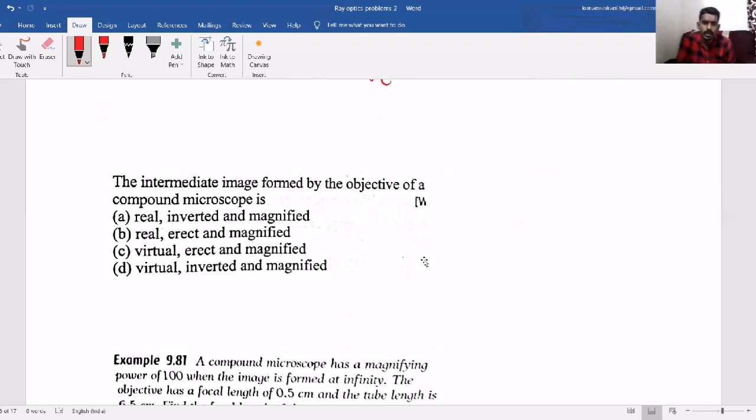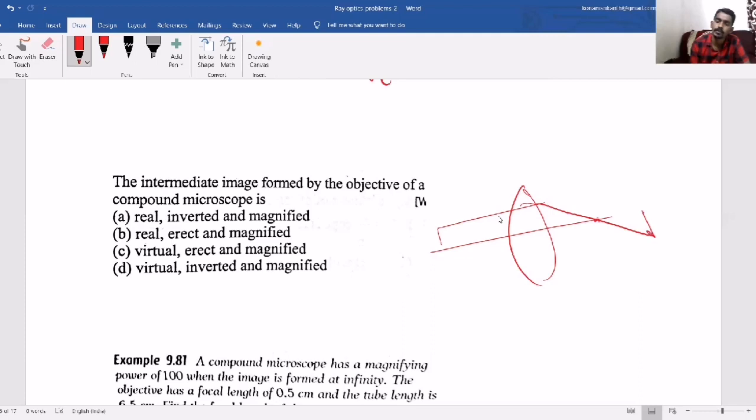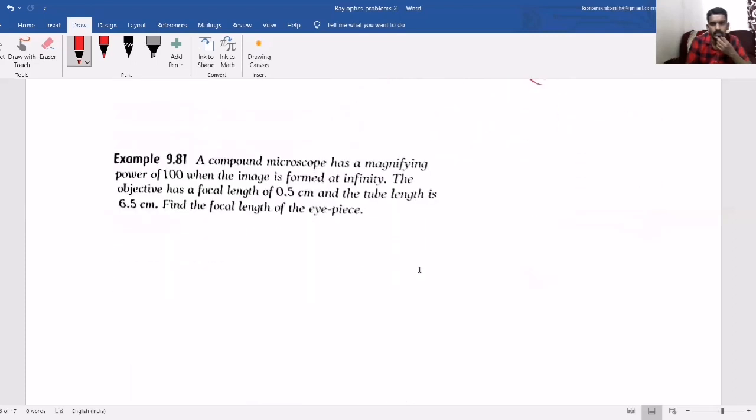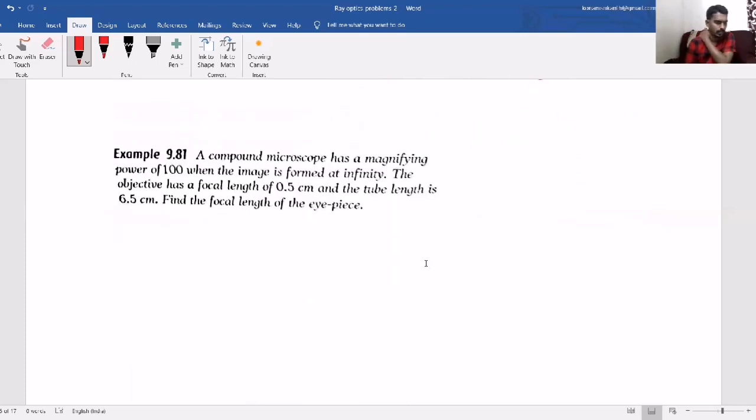So here, the intermediate image formed by the objective of a compound microscope means, there is one objective, so when light goes through it, it will form a real and magnified image. Real, magnified and inverted. So inverted, real and magnified. That means option A. That will act as the object for the second lens, that is the eyepiece. So such kind of questions you can also expect at NEET and CET level.